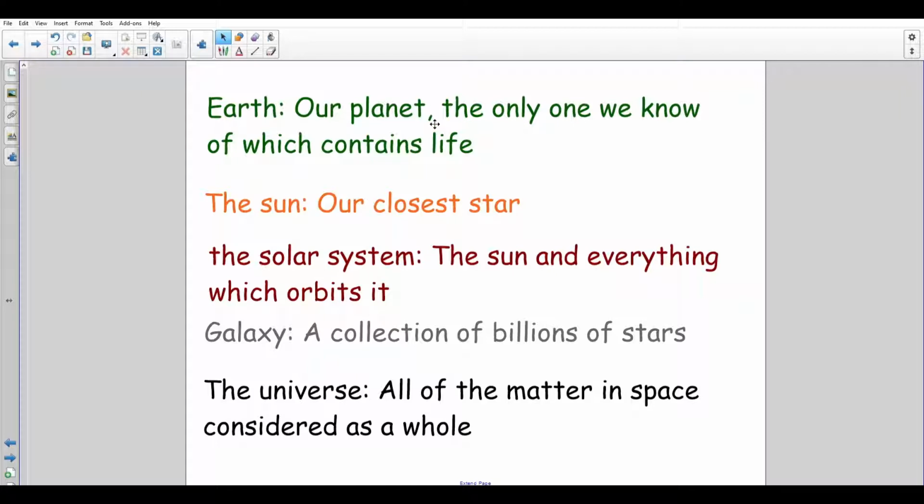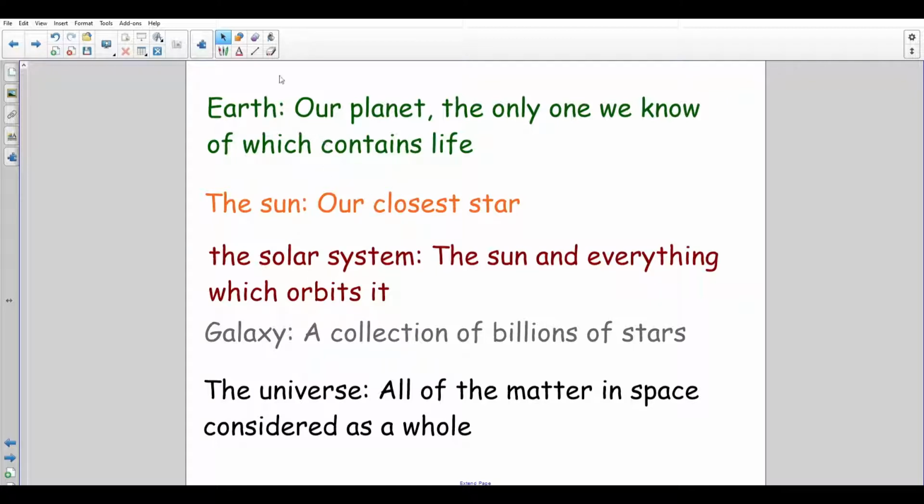But the Earth is the planet that we live on, so the world, okay? It's so far the only planet we know which contains life. We've discovered a lot of other planets though now, and lots of them look like they could also contain life, which I'll discuss with you in a later lesson. But the Earth is our planet. The Sun is just our closest star.